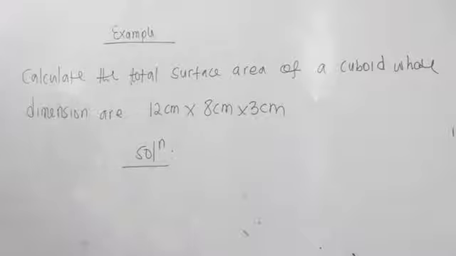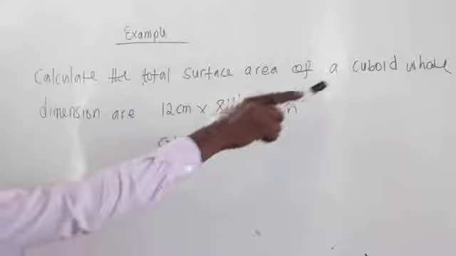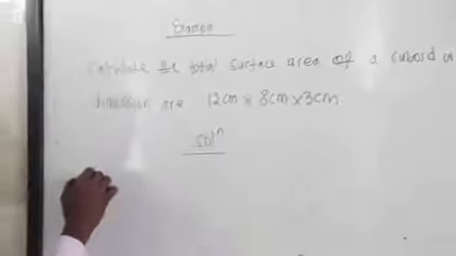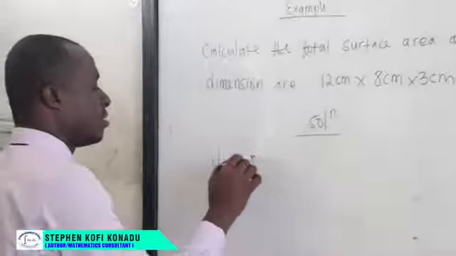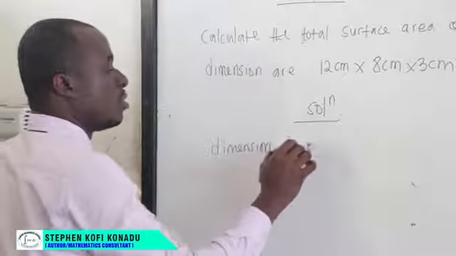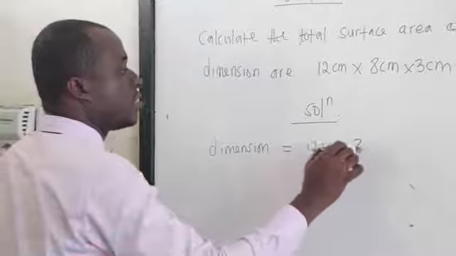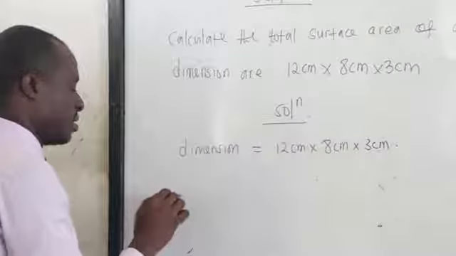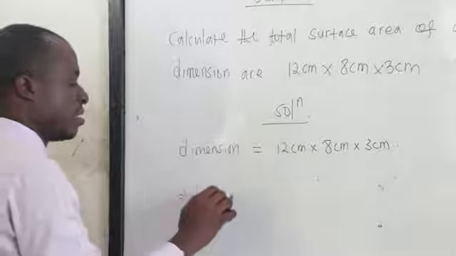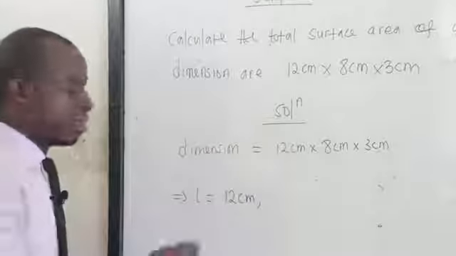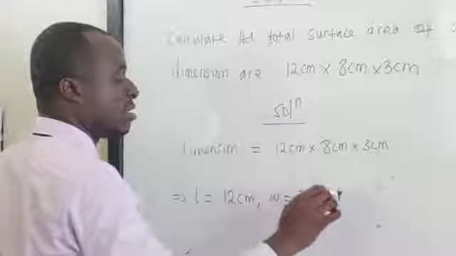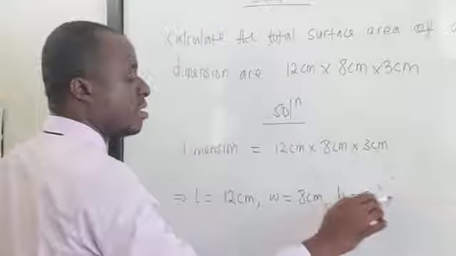Now, let's consider this example. We should calculate the total surface area of a cuboid whose dimensions are 12 centimeters, 8 centimeters, and 3 centimeters. So we've been given the dimension to be 12 centimeters times 8 centimeters times 3 centimeters. This implies we can say that the L is 12 centimeters, the W is 8 centimeters, and the height is 3 centimeters.